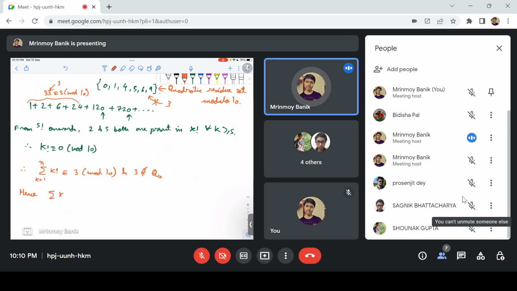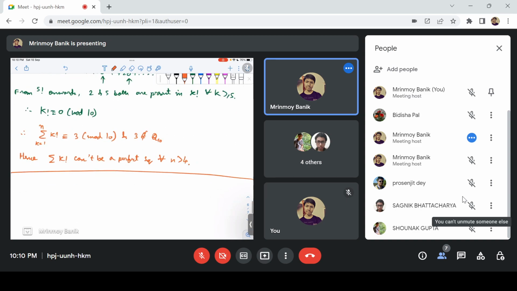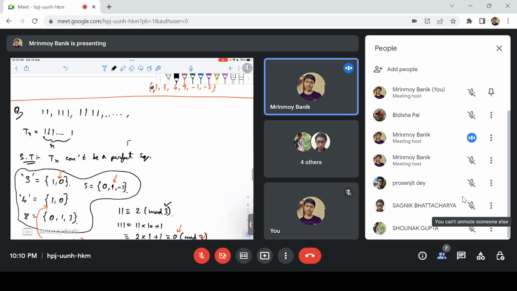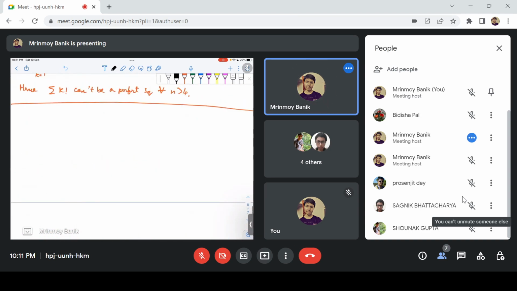Hence, the sum over k factorial can't be a perfect square for all n greater than 4. So that's that. And next, I'll move on to the next theorem. But that's enough examples. So, Fermat's theorem.